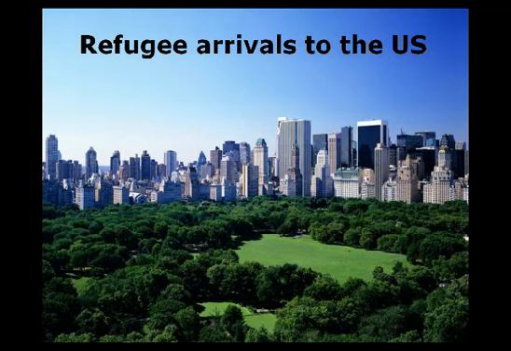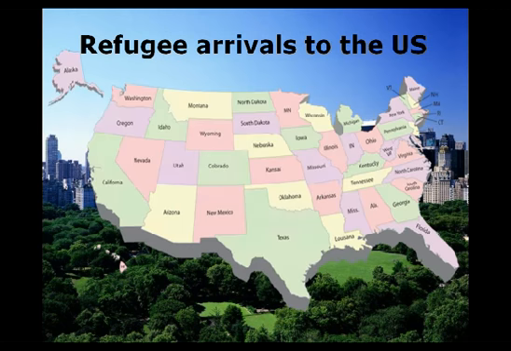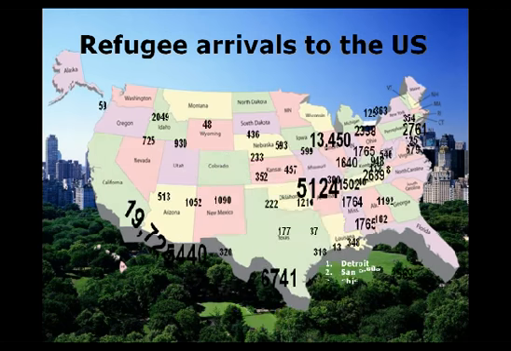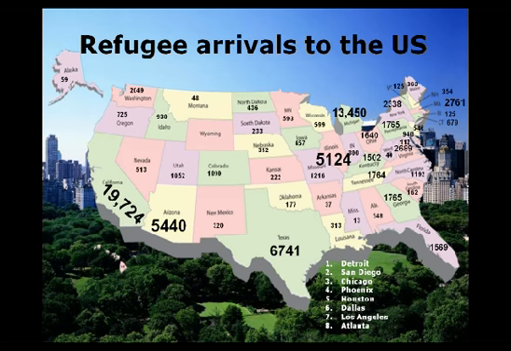This slide talks about the refugee arrivals to the U.S. I'm talking specifically about Iraqis who have arrived since the inception of the program back in 2007. So as you can see, Detroit in Michigan, San Diego, and Phoenix, Houston, Dallas, Los Angeles, Atlanta are the cities that have hosted the highest number of Iraqis.